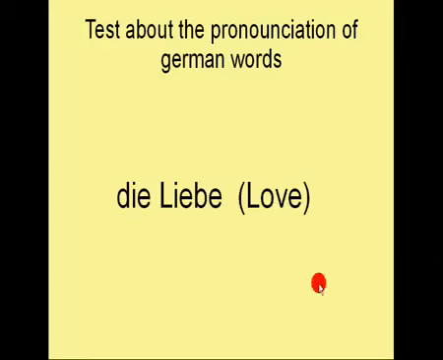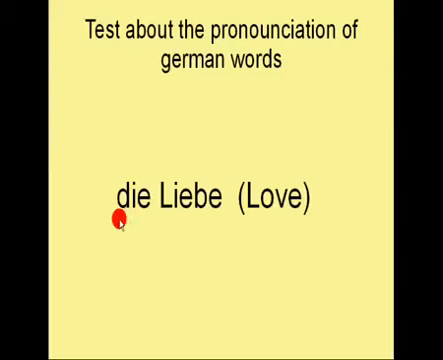The next word is the German word for love. The first word is a German article, and the second word stands for love. So pause the video and try to think in which way these two words might be pronounced, and try to imagine how each single letter is pronounced in German, and if it's pronounced differently than in English, or if it's pronounced the same way. So here's the solution.